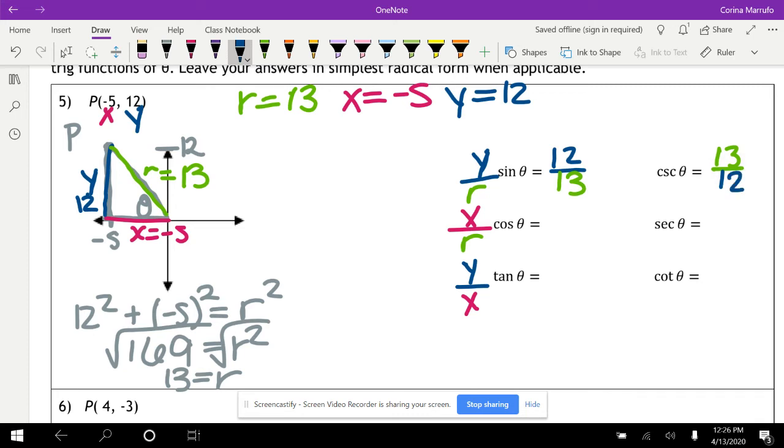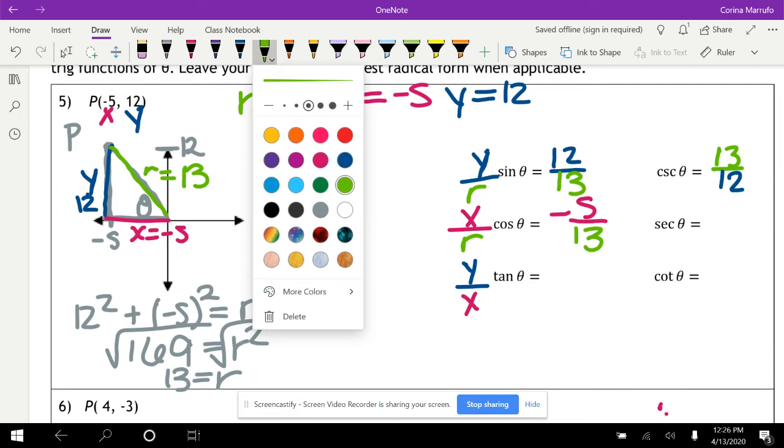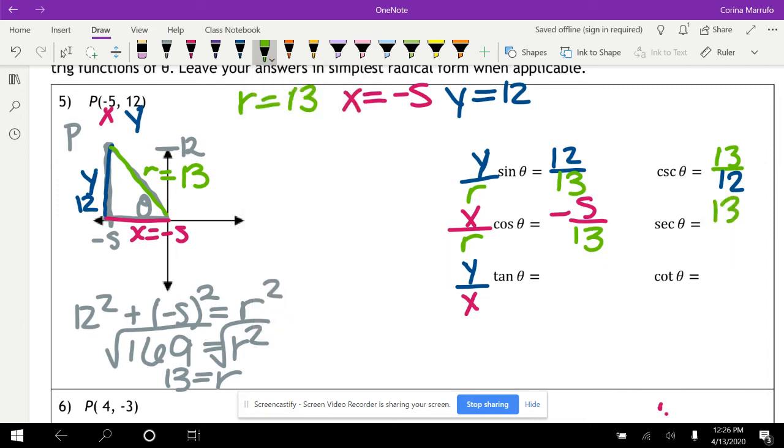All right, now for cosine. Cosine is going to be your x value divided by your radius. So my x value in this case is -5. Do not forget the sign. That's very important. So -5 over, and our radius is 13. And for secant, we're going to flip that around because it'll become 13 over -5.